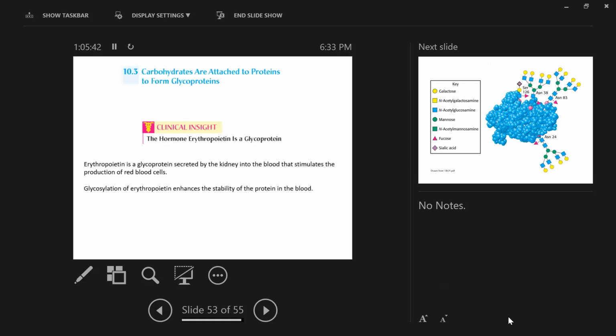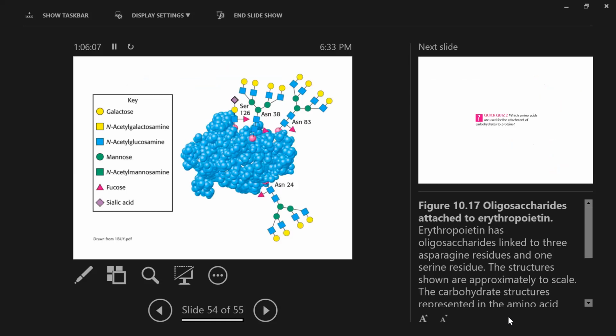Okay, let's slide it down. Then some hormones can have sugars attached to them, like erythropoietin. Has everyone heard of that hormone? The kidneys make that. So if you have kidney failure, they don't make this hormone, and then your red blood cell count goes down. It's a glycoprotein. This is showing you erythropoietin, and it has many sugar trees.